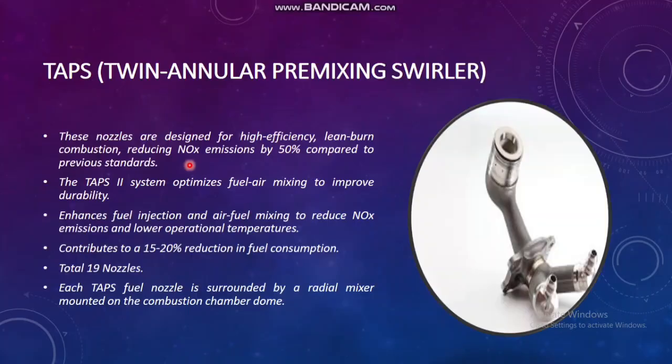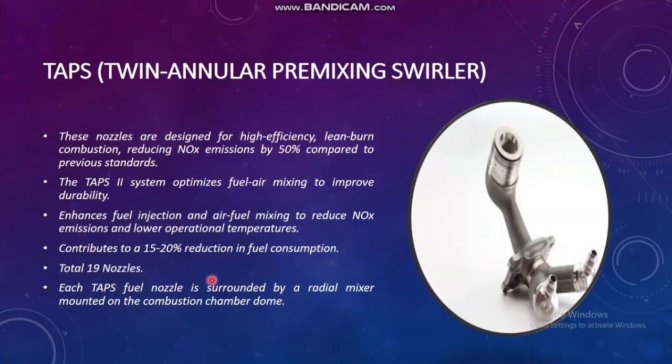The TAPS 2 system optimizes the fuel air mixer to improve durability, enhance fuel injection and air fuel mixing to reduce the NOx emission, and lower operational temperature also, which contributes to a reduction in fuel consumption. Always, if you are running an airline, you should focus on the fuel consumption.